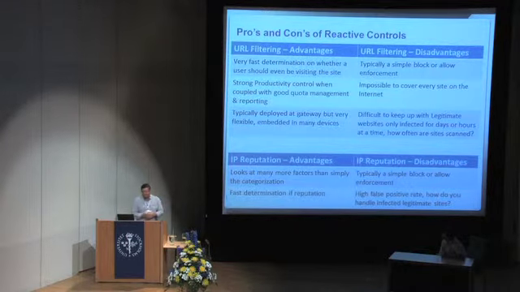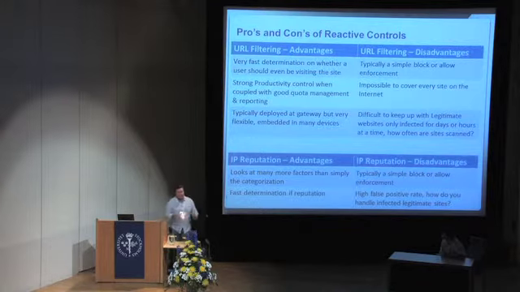They're making sure they're staying on their work sites. Typically deployed at the gateway, but also very flexible, deployed in lots of UTM-type devices and things like that. URL filtering, you see a lot of it in the market. Some disadvantages of URL filtering. URL filtering, again, is like an exact match. You basically allow a site or you block a site. You can't really do anything more than that.